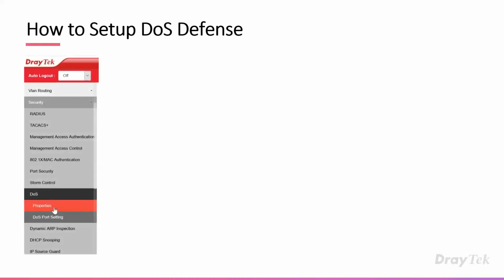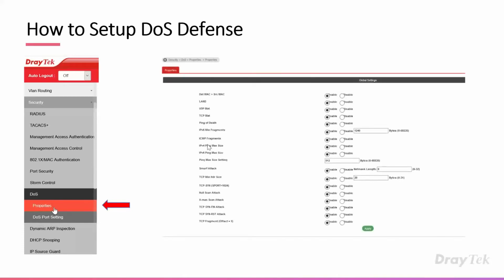Let's quickly have a look on how we do that on the switch. By the way, guys, this section requires you to do a bit of research on all the available defense tools that are in here, and obviously take a decision which one is worth enabling and which one is not. So under DOS properties, we have the entire denial of service defense tool palette.